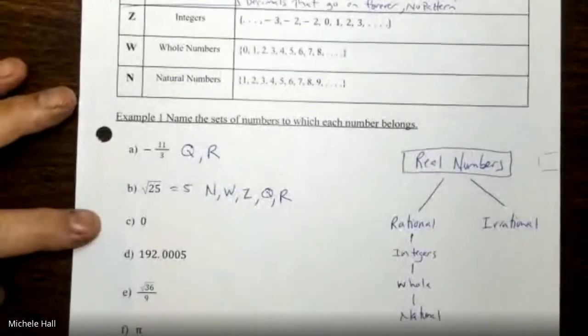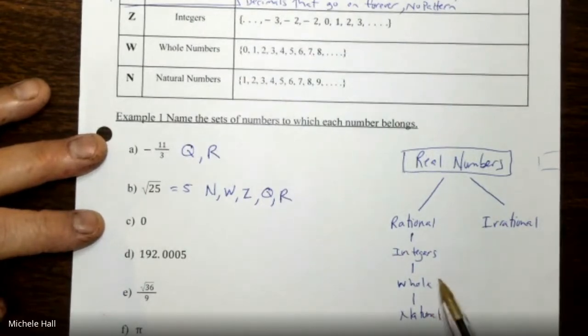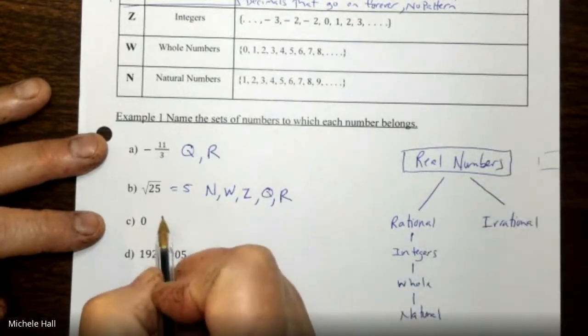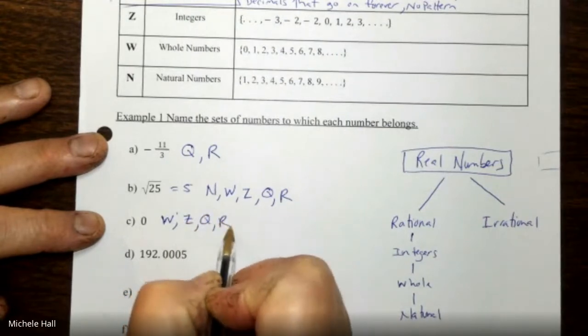Okay, go ahead and do 0. Find where it starts and write down whatever you need to. Where does 0 start? What's the first set? So there you go. Whole, integers, rational, and real, all the way up through.